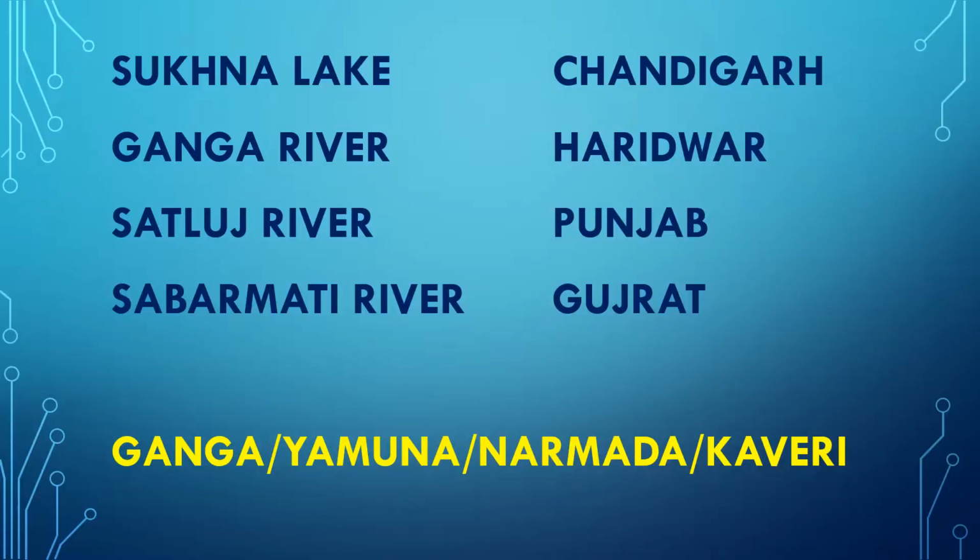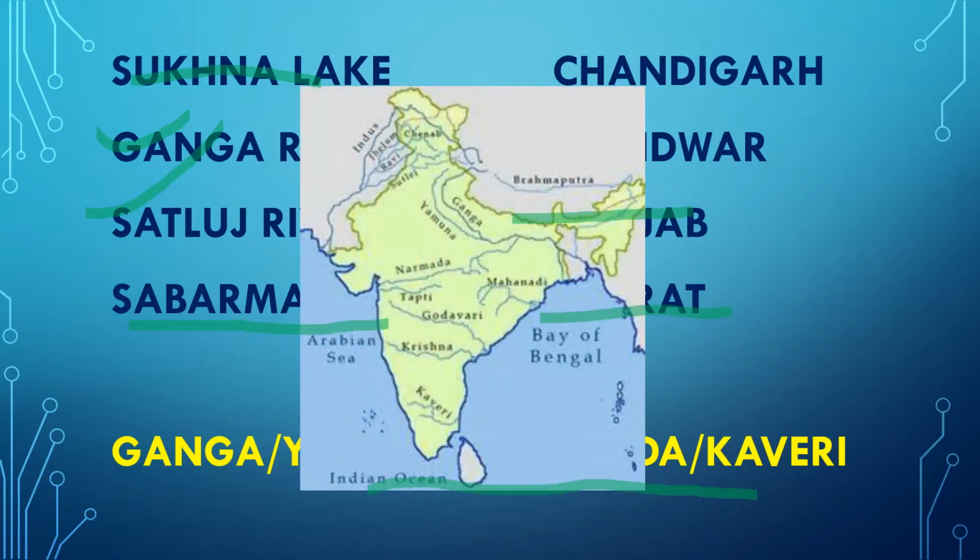Important rivers which you can talk about. The first is Sukhna Lake, which is in Chandigarh. Then Ganga River, which is in Haridwar, which flows from Haridwar. And then Satluj River in Punjab, Sabarmati River in Gujarat. There are many other rivers like Yamuna, Narmada, Kaveri, and you can choose many other rivers like Krishna, Godavari.